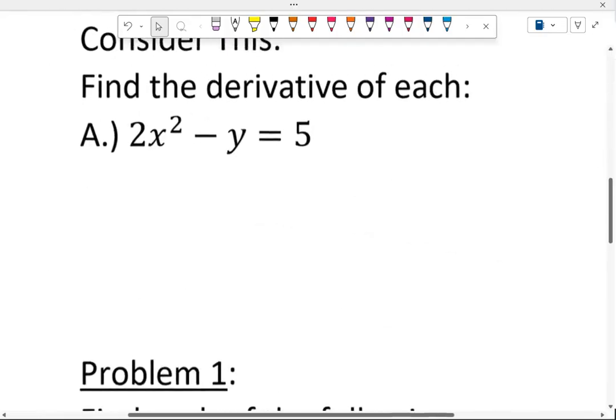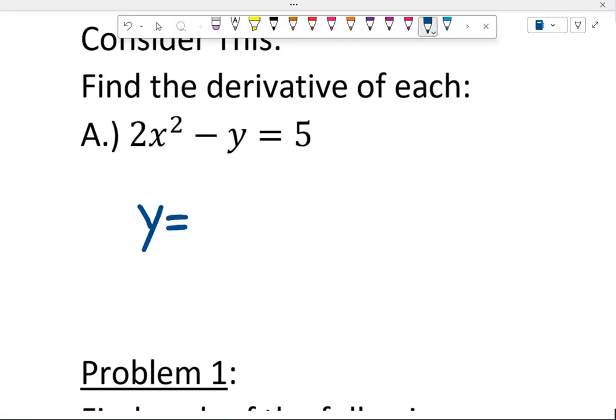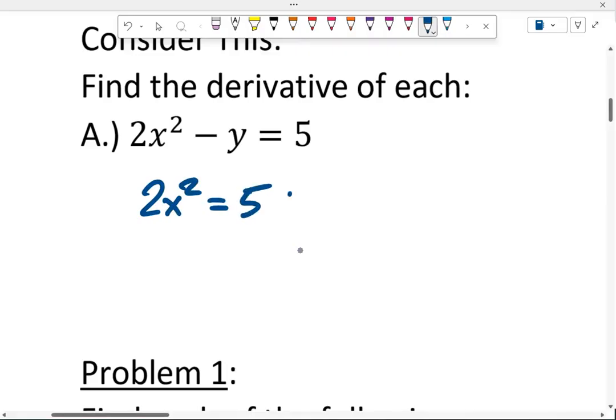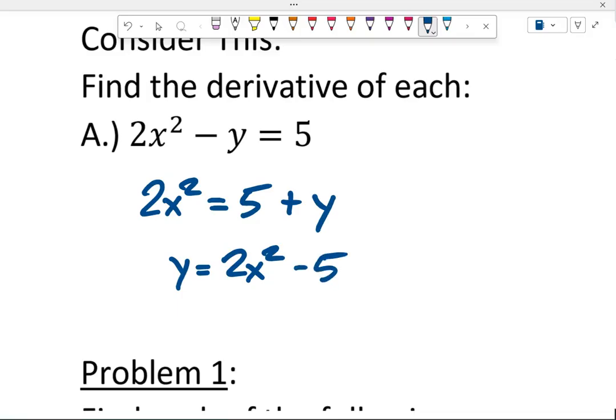Let's start with this one. Can we find the derivative of this with what we know right now? It's actually a yes. Why? Because can I get this so that it is a y equals a function of x? How would I do that? How would I isolate my y? I can maybe add the y over, right? Or subtract the 2x, however you decide to do it. And then I would have y equals, what would it be, 2x squared minus 5?